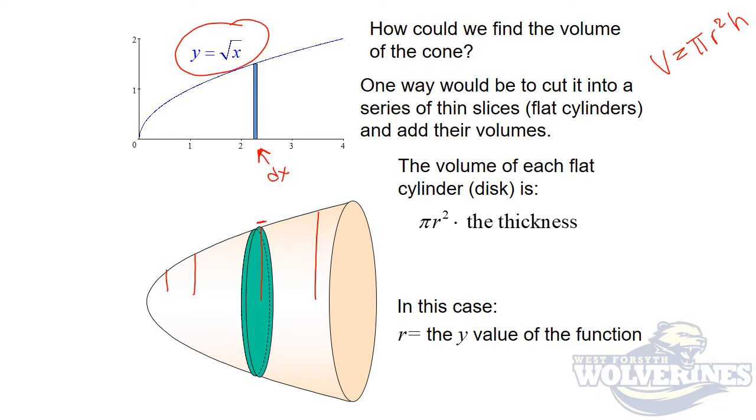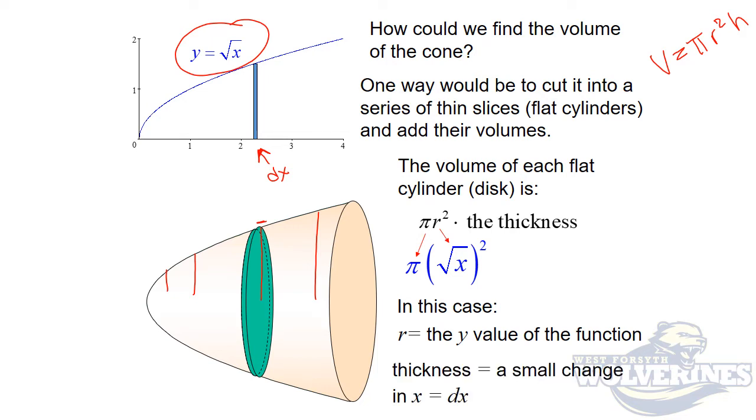Okay, so r is the y value of the function, or in other words, it's root x at any given value x. So pi is just pi, r squared in this case becomes root x squared, and then the thickness of those cylinders, as we already said, is dx. So the volume of each disc, all of them along the way through the whole nose cone, is going to be pi times root x squared times dx.